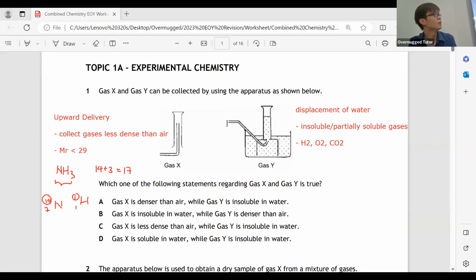For MCQ questions, let's say in the exam you forget one, how? Then you use elimination to solve. Let's say you know the one on the right is for insoluble or partially soluble gases. So you realize that this part is correct already. Guess why it's for insoluble in water. This part is also correct. This part is also correct. Gas X is less dense. So therefore, the answer will be C. Unfortunately, if you eliminate from the right side, you will still have three answers. You only cancel out one wrong option. But if you immediately recognize that gas X is less dense than air, that's why we use upward delivery, you can get the answer straight away, because there are no other options with that.